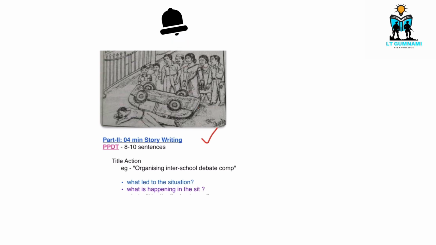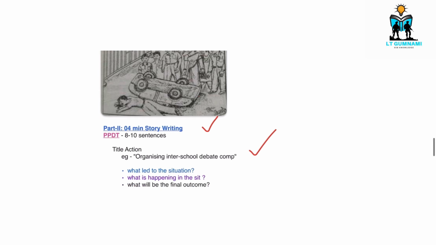I would request that if you have not watched part 1, you can go and watch it from the i button. I have added the video in the i button. There are some slight differences between these two tests. In PPDT, you have to add a title or action for your story. For example, organizing an inter-school debate camp or helping someone who is in an accident.